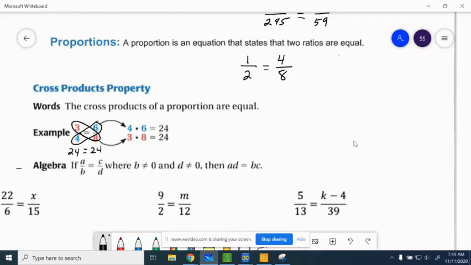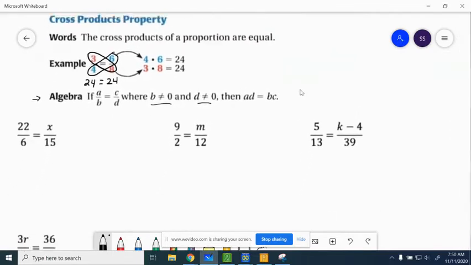Here is this written algebraically. If A over B is equal to C over D, then A times D is equal to B times C. And of course, again, we cannot have B and D equal to 0 because you cannot divide by 0.